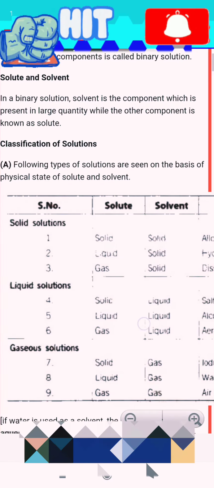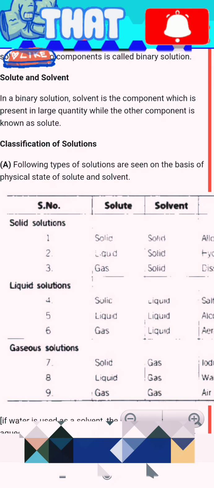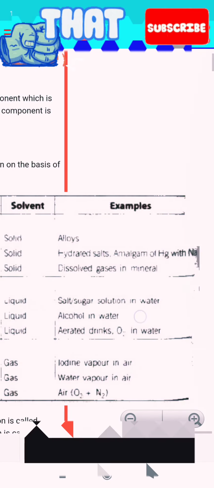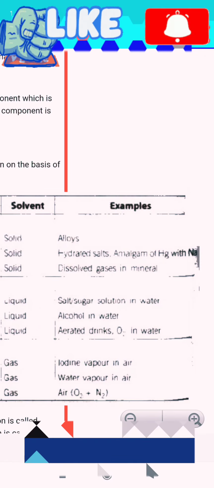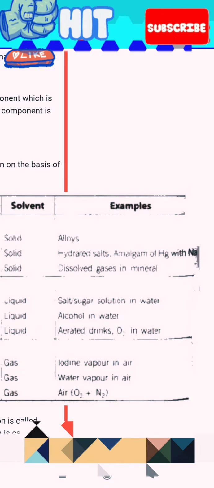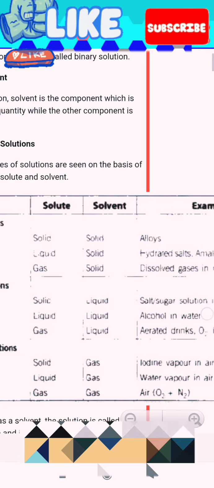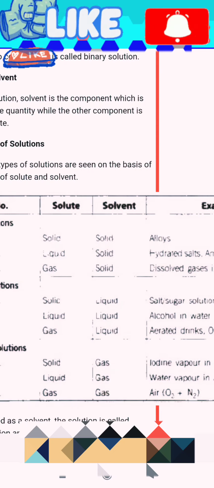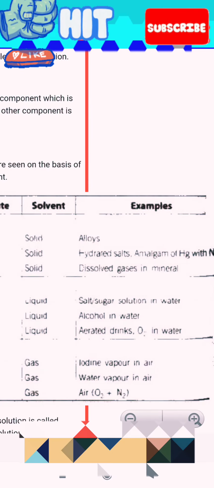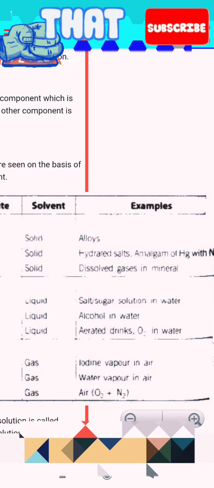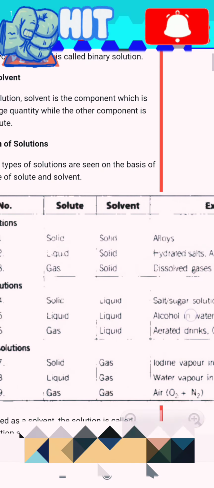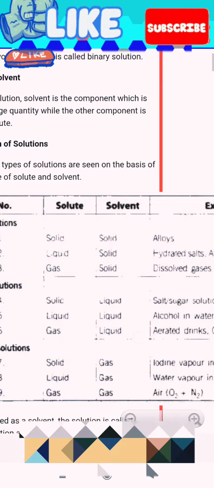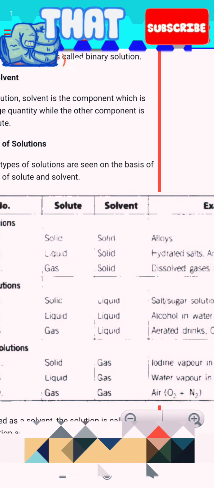Second one is the liquid. Solute is liquid and solvent is solid, that is hydrated salts, amalgam, mercury and sodium, means amalgam of mercury with sodium. And third one is the gas is the solute and solvent is the solid, that is called dissolved gases in minerals.